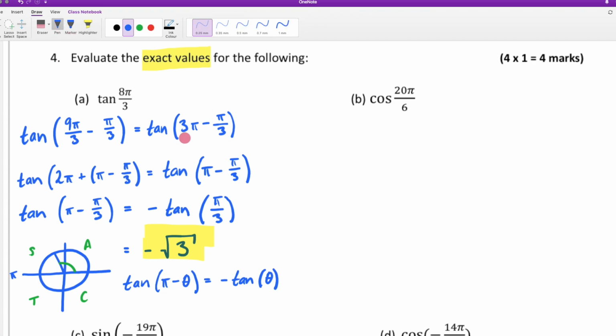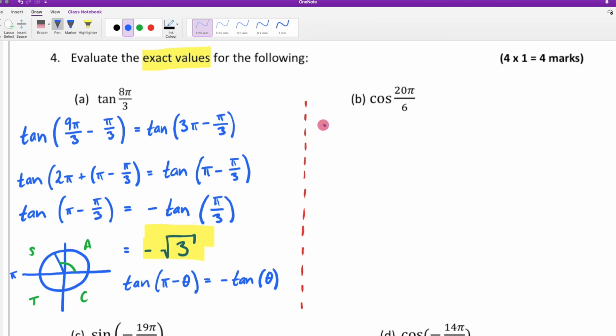Let's now go through our next one. So let me put up some lines to separate us off. And let's now attempt the next one. The next one is going to borrow very similar logic. So I have 20 pi over 6, and what I want to do is break this up so that I have an angle plus an angle that I have in my first quadrant.